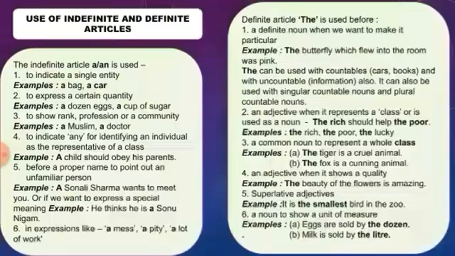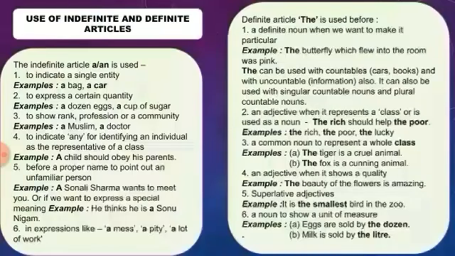Second, to express a certain quantity. Example, a dozen eggs, a cup of sugar. So this is a quantity. To express a certain quantity, you can say like this: a dozen eggs, a cup of sugar. Third one, to show rank, profession or community. For example, a Muslim, a doctor. If you want to show rank, profession or community, you can use the article like this: a Muslim, a doctor, a policeman, a teacher, a student.